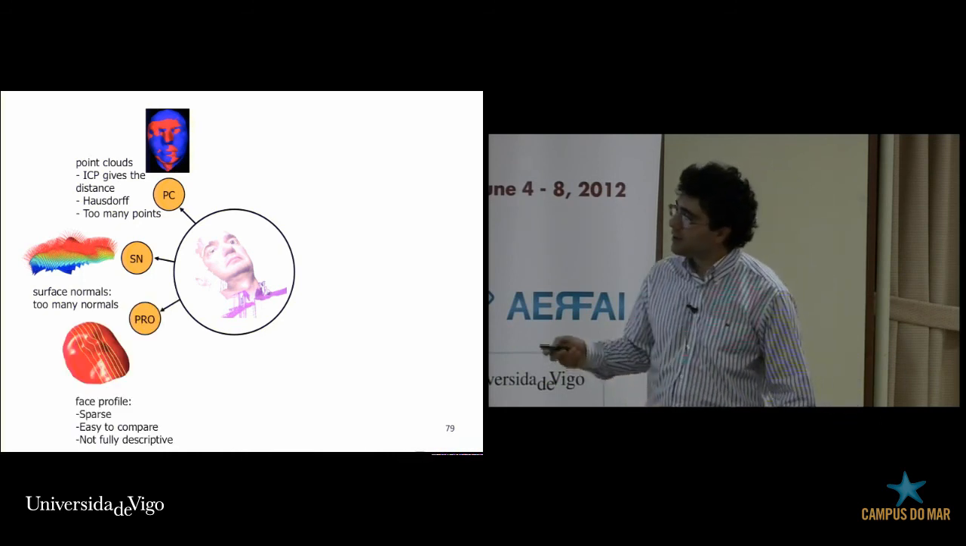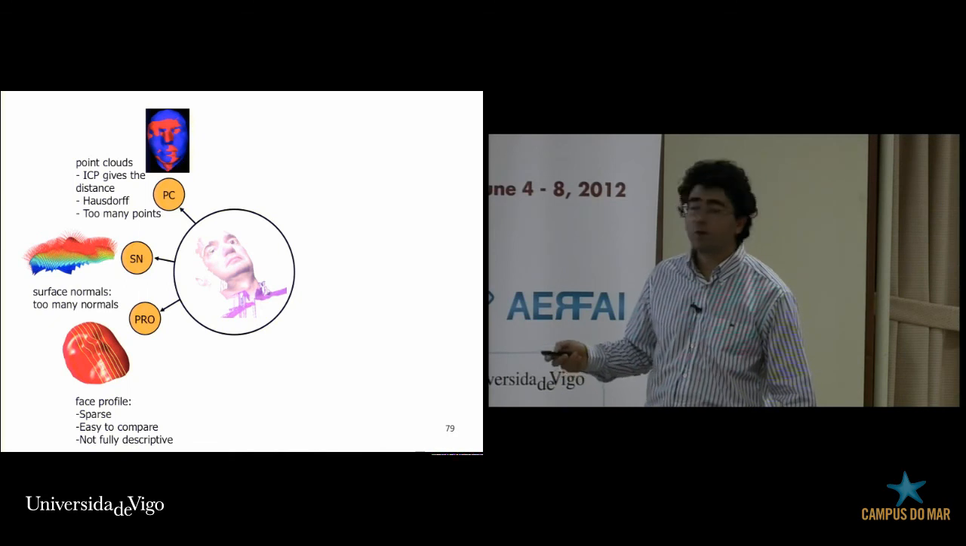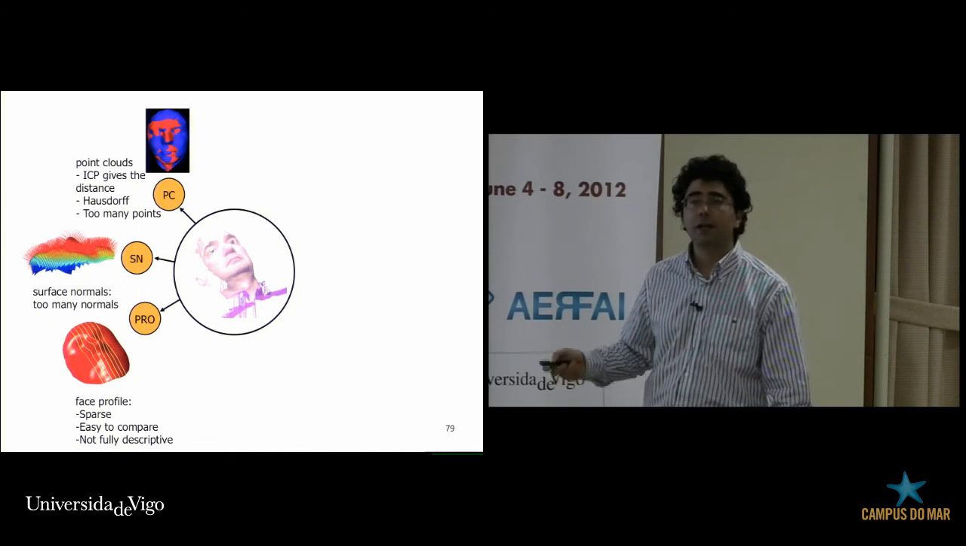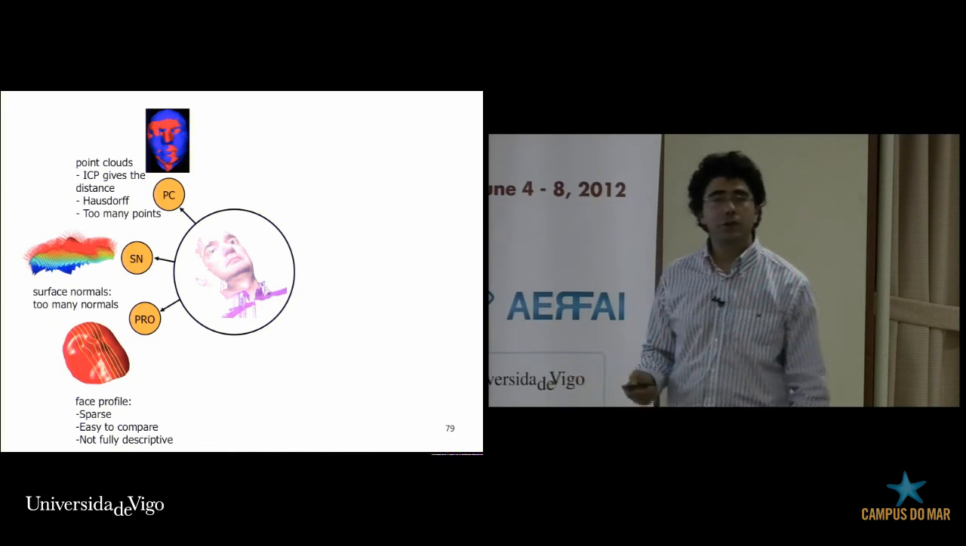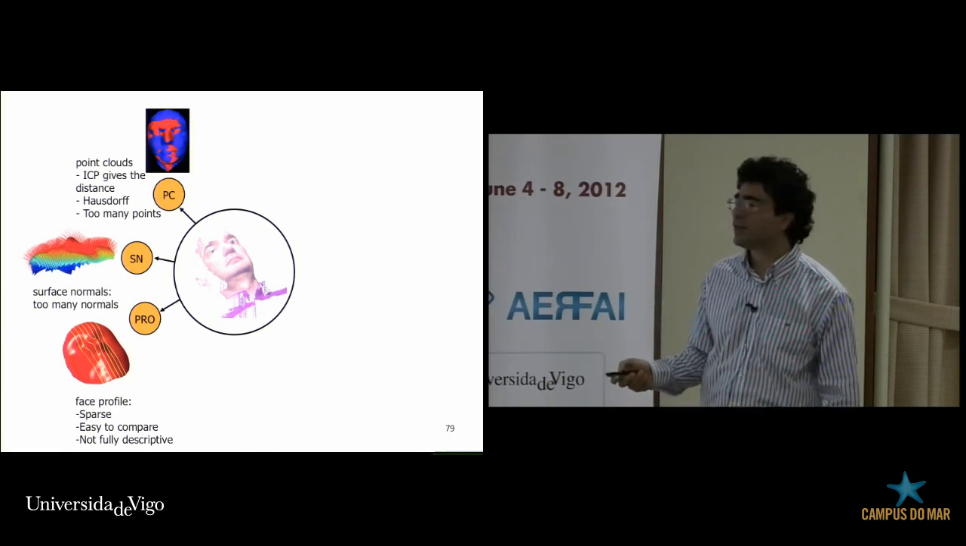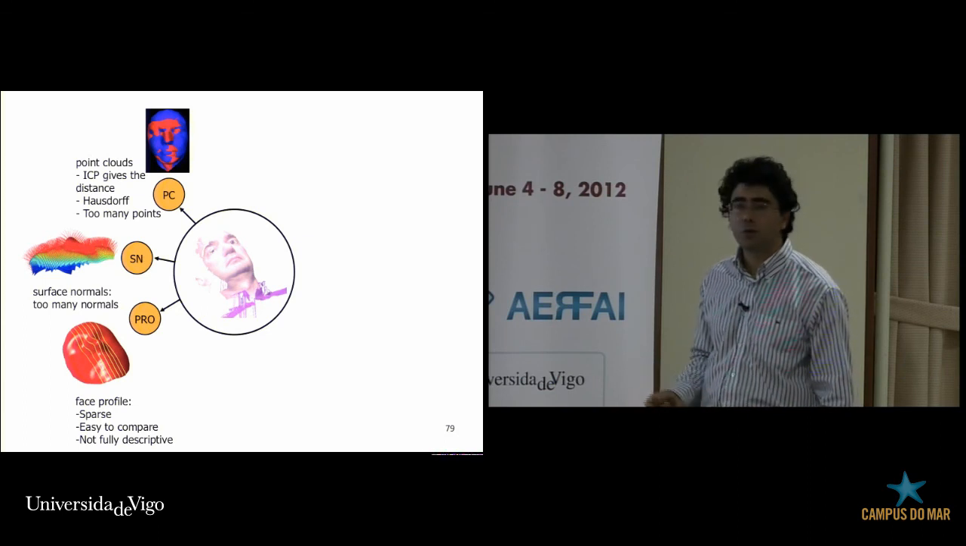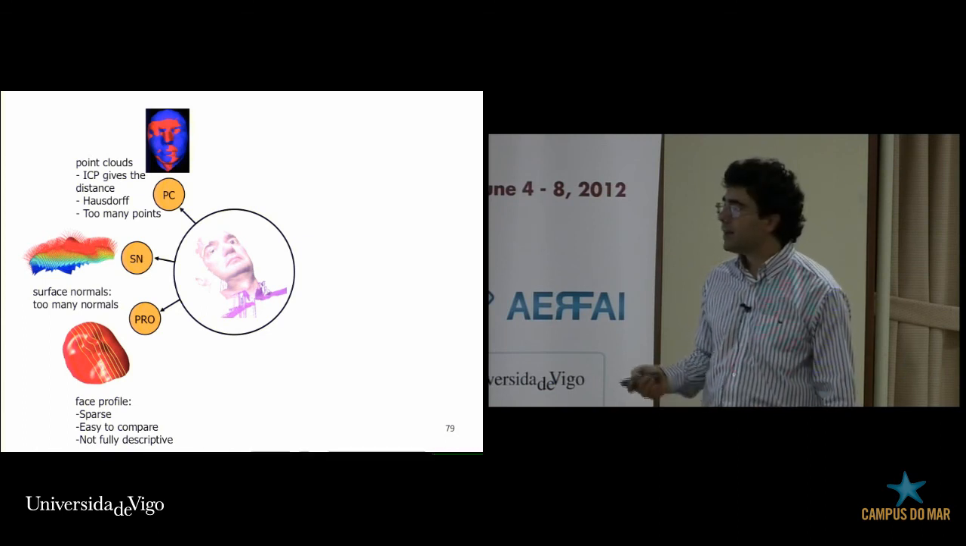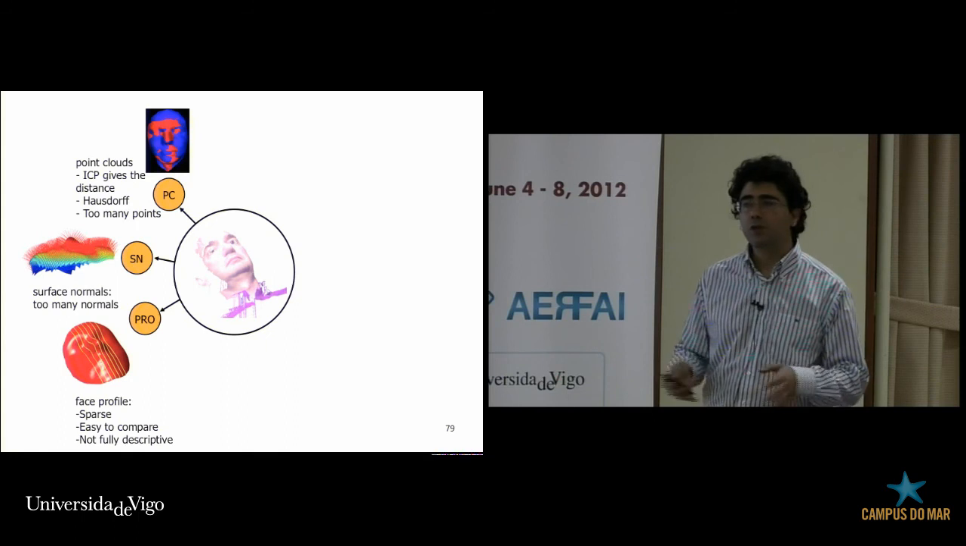You can represent the face by a set of profile curves, simple line equations. And you can do matching with them. It's a kind of sparse representation. It's easy to compare, it's easy to calculate, but it's not fully descriptive. You're losing a lot of information.